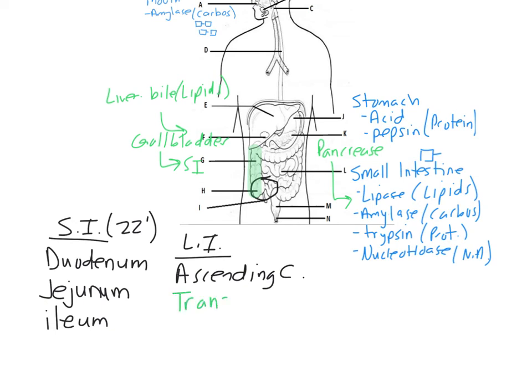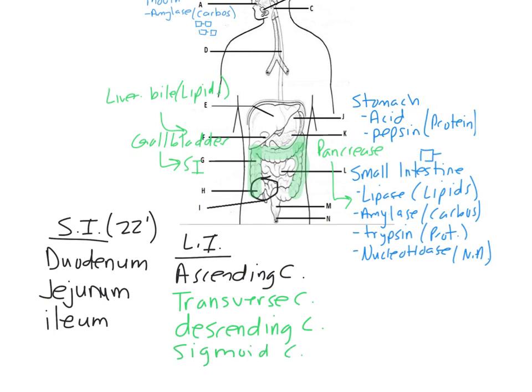And the transverse colon is going across. And then the next section is the descending colon. The descending colon is right there. And then the final segment is called the sigmoid colon.